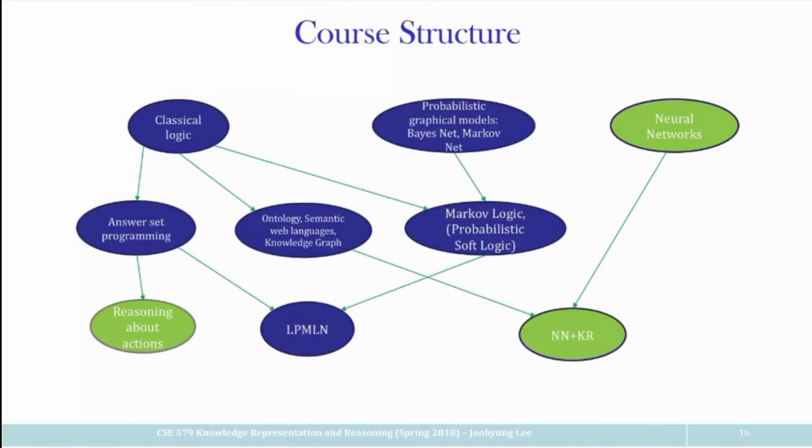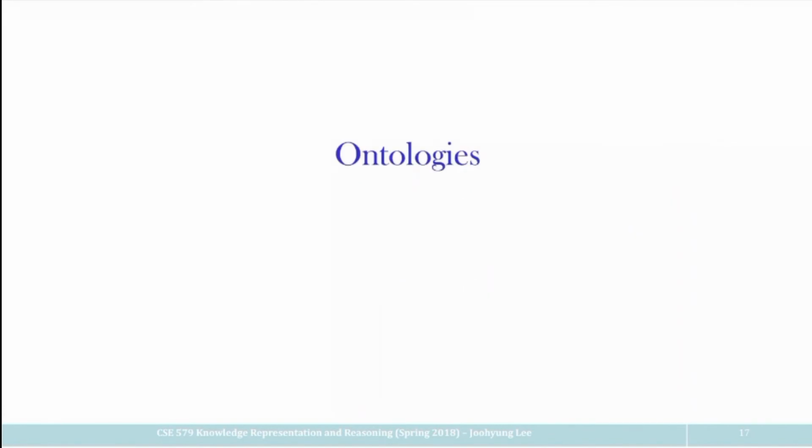Okay, so we are done with LPMLN now, and the next thing, maybe 1.5 lectures, what we are going to do is this one and this one. We are not going to talk about this. We don't have time, and this is not our neural network course, but many of you already know some basics of neural networks, and that should be enough. Okay? All right, so let's talk about ontologies.